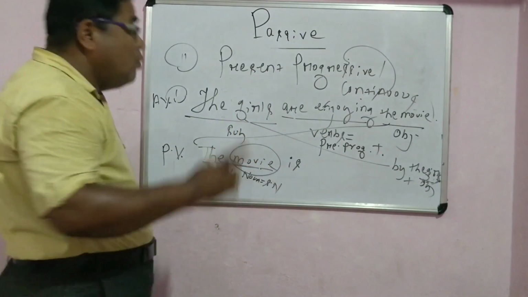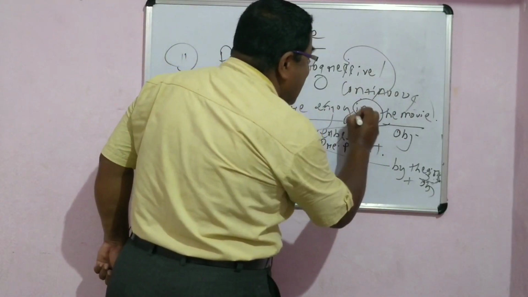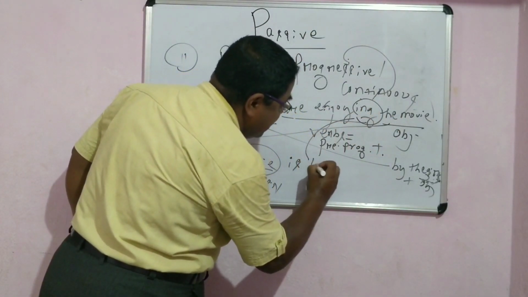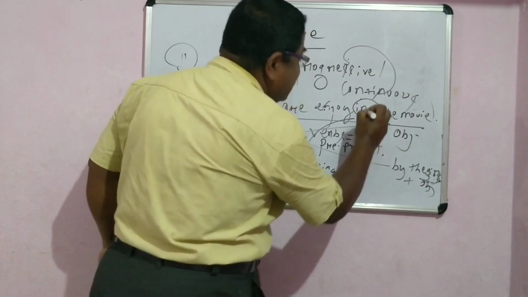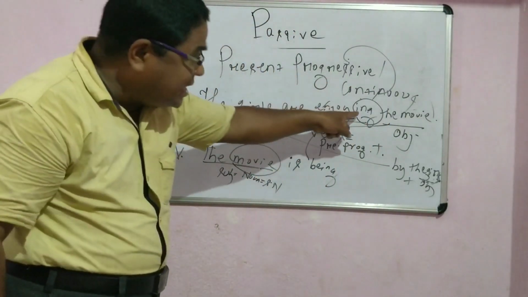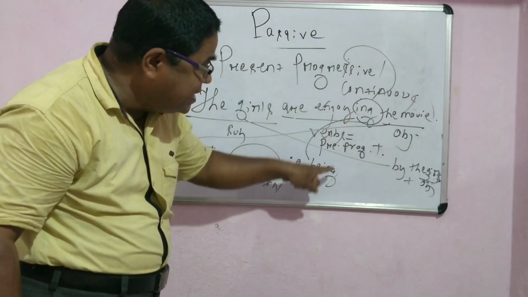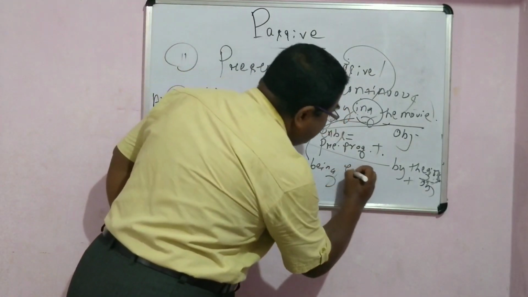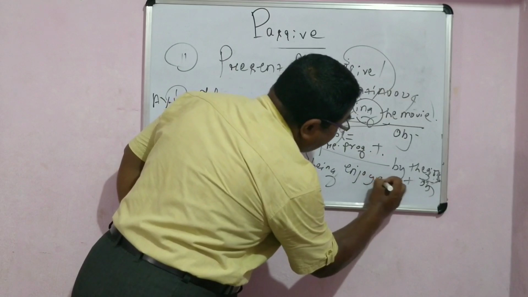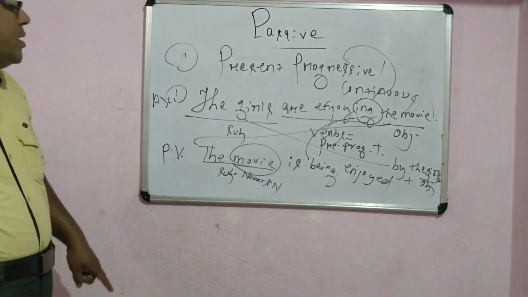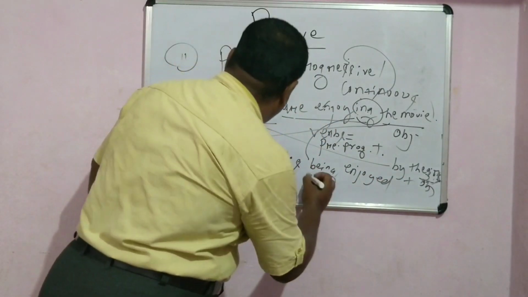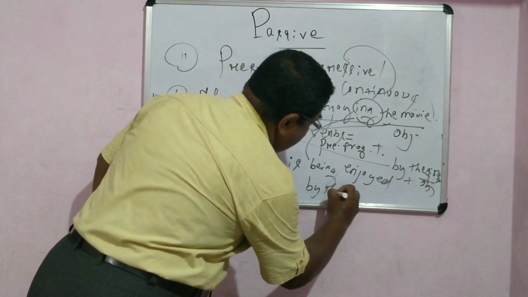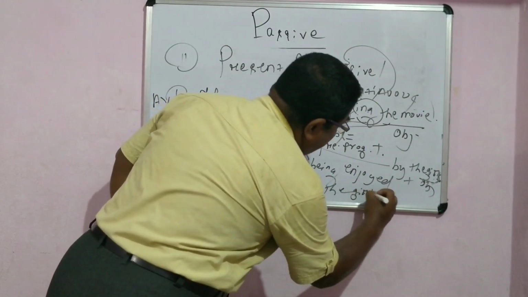Only you have to change this ing into being. So whenever there is ing in the active, simply change this ing to being, B-E-I-N-G. Then the past participle. Enjoy is the main verb. So what is the past participle of enjoy? The answer is enjoyed. The movie is being enjoyed by the girls.